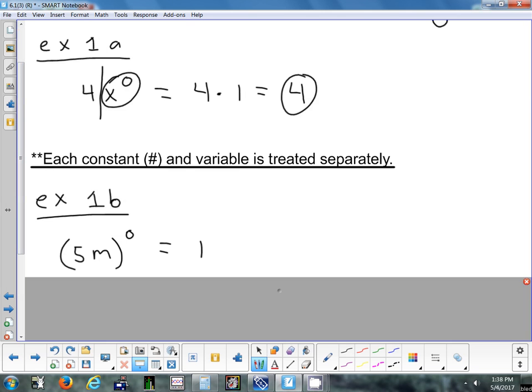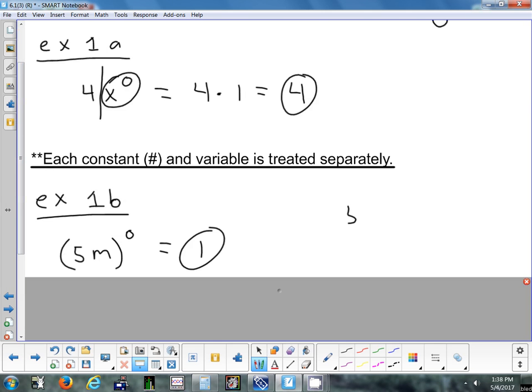We have a whole thing raised to the 0 power. You don't have to do anything else. If it's to the 0, it's 1. Guys, what's underlined there where it says each constant number and variable is treated separately, you don't have to write that.